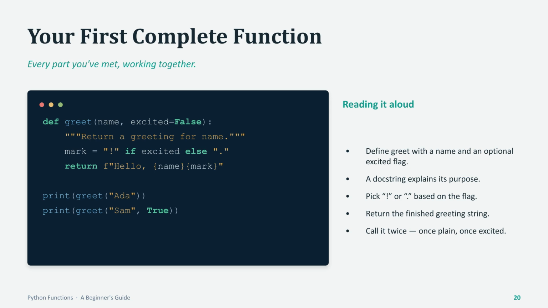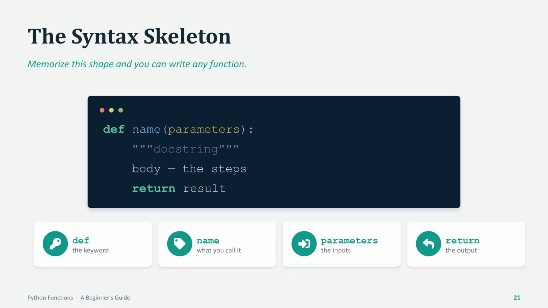Here is a complete function in action. Notice how we define it, include a docstring, and use logic to determine the output. Calling it twice shows exactly how it handles different inputs. Memorizing this syntax skeleton is the key to writing any function. Remember the keyword def, the name, the parameters, the docstring, the body, and the return value.